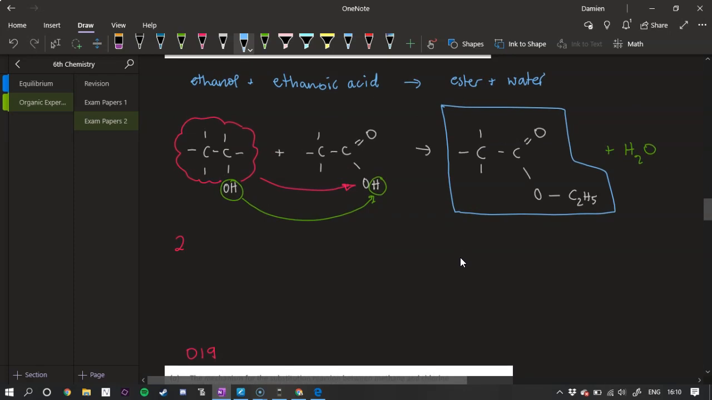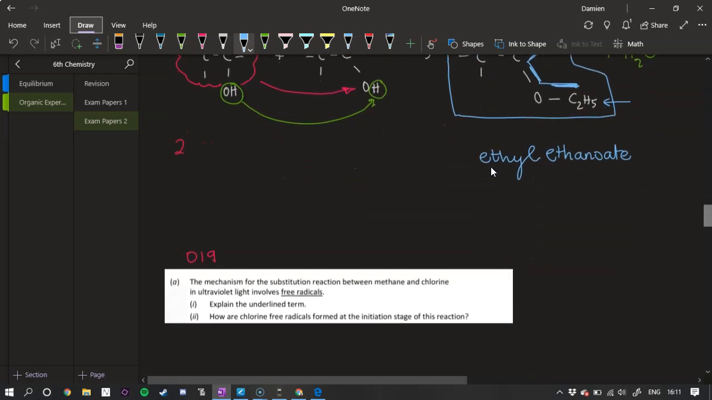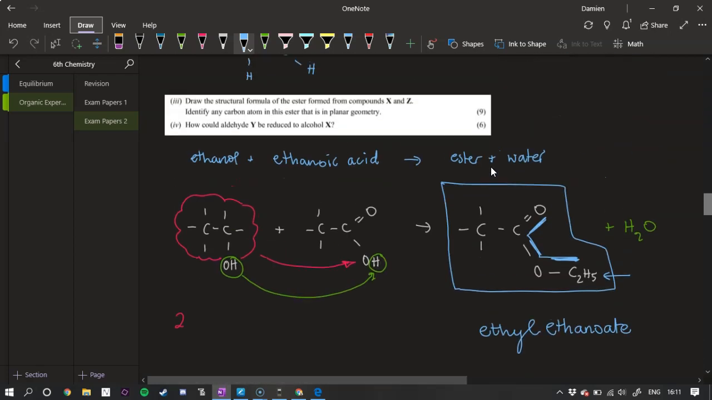If you're asked for the name of this, again, you're not, but let's put in the name anyway. We're looking at the ester, which is C double bond O-O-R. So that's the ester part, and it has 2 carbons in it. So this is an ethanoate, and then the C2H5 gives you the ethyl. This compound is ethyl ethanoate if you're asked for it. And I think that is it.